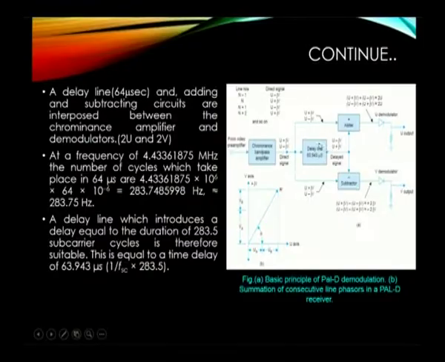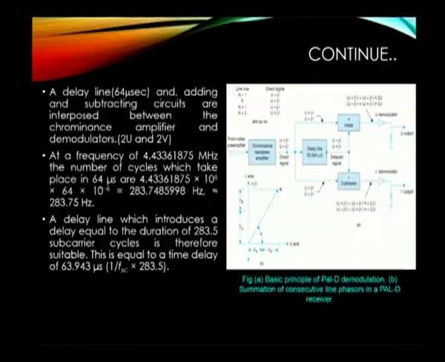The signal will have a delay, because to get a clear picture that is comfortable for the eye, we need to add a delay line here of 64 microseconds. After adding and subtracting, we get 2U in the U demodulator and 2V in the V demodulator. These two are the inputs to the demodulator. After that we get the particular U and V from the demodulator amplifier.